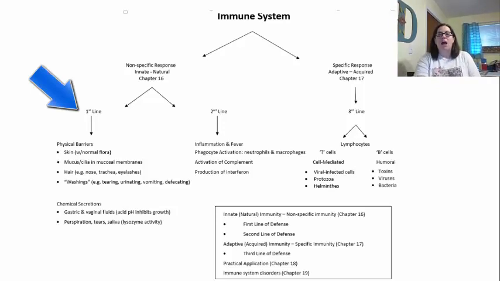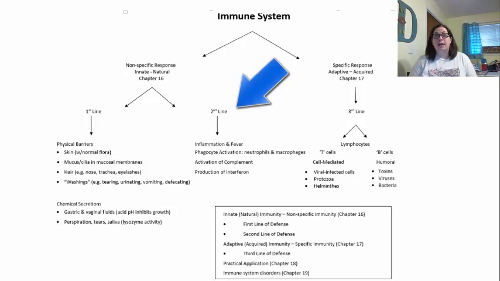from the body. There's also some chemical secretions that are part of this first line of defense. This includes the gastric and vaginal fluids. They have a more acidic pH, and that can inhibit the growth of some pathogens. We also see that your sweat, your perspiration, as well as tears and saliva all have some enzyme activity, specifically the enzyme lysozyme. We then see in your second line of defense, this is going to include inflammation and fever.